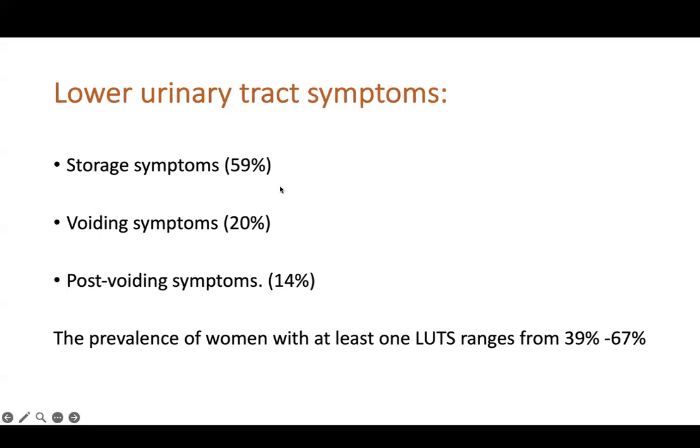And the most important is storage symptoms. It is another important question. It can come as an SBA. So storage symptoms are 59%, voiding symptoms 20%, and post-voiding symptoms 14%.